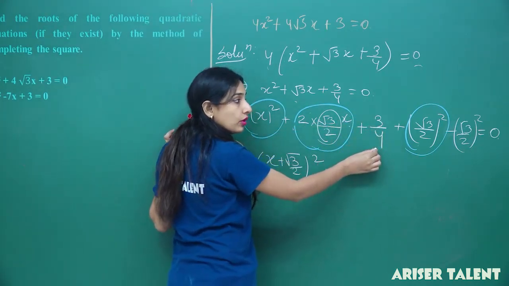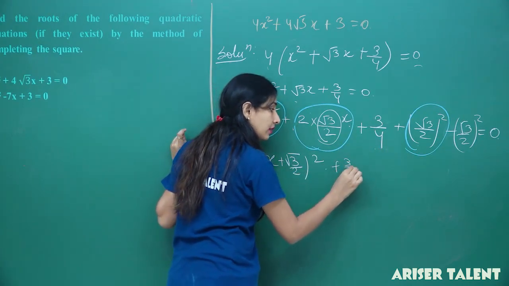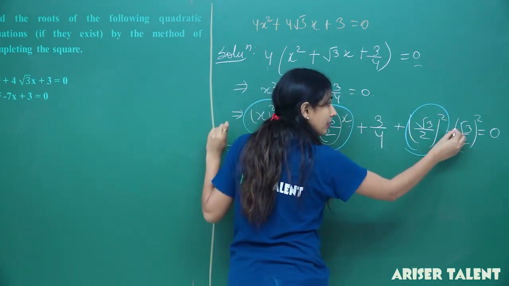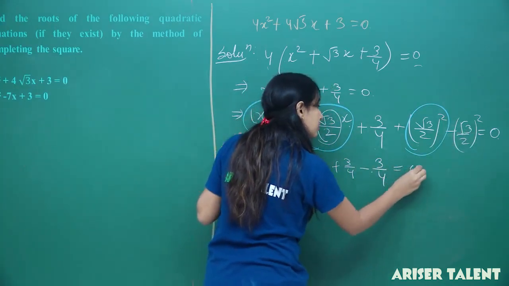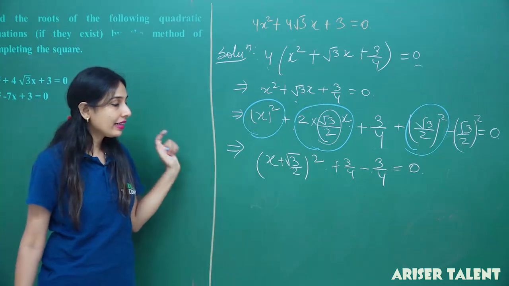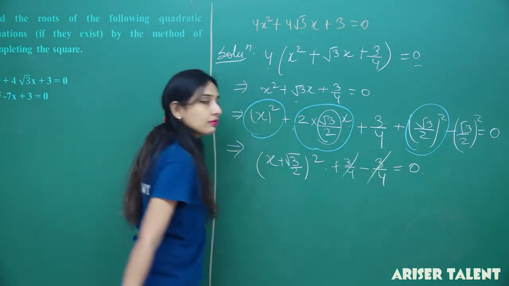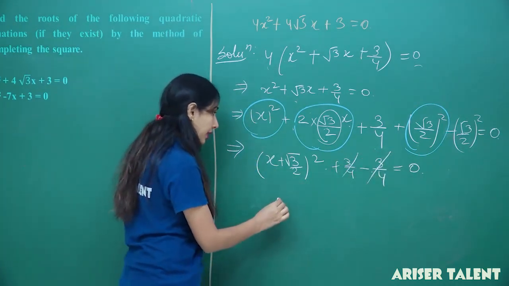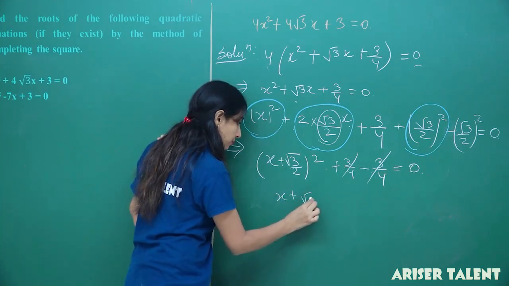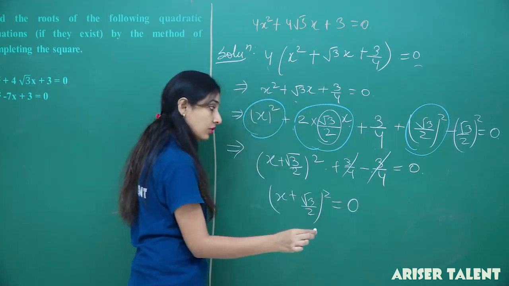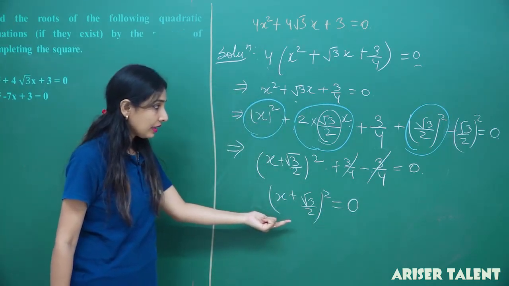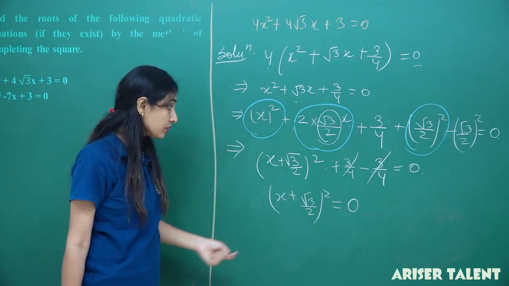Now 3 by 4. Okay. What about this 3 by 4? Nothing, because here it's coming 3 by 4 equals to 0, so I can cut. Now it will be x plus root 3 by 2 whole square equals to 0. So I have made a complete square of that, right students?